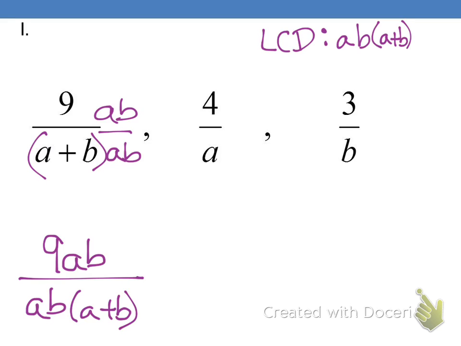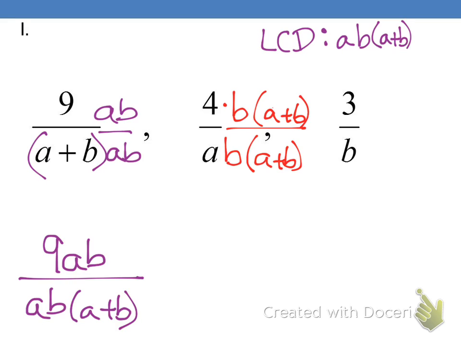All right. The middle one, what are we missing? We're missing the B and the A plus B. So I need to multiply the 4 by B and A plus B. Denominator's the same. That's why we call it the common denominator. I am going to distribute out on the top, though.